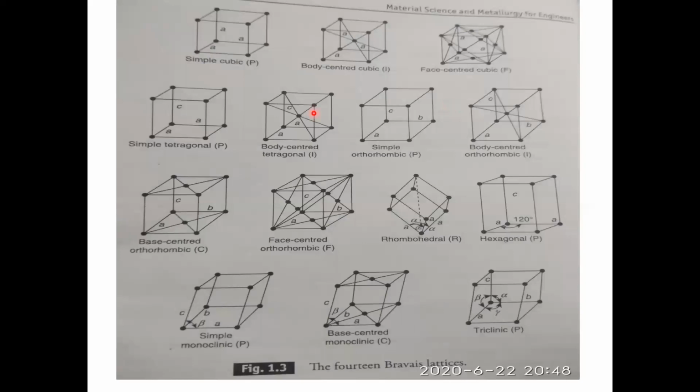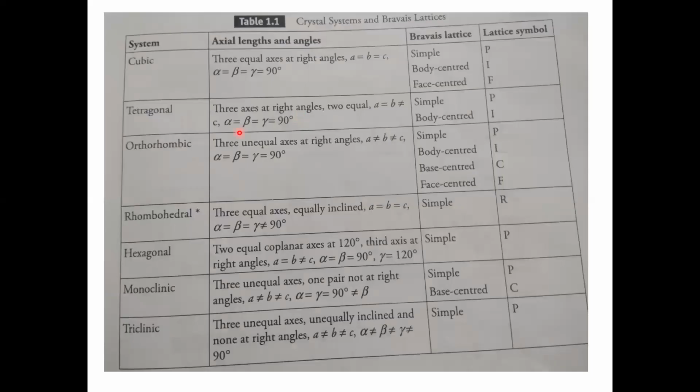So this is simple tetragonal. What is the difference here? This A and this B are equal, that's why it is written as A and A. Both are equal in length, but the height is different, so C is different. A is equal to B, but not equal to C, and alpha, beta, gamma is 90 degrees. Body centered tetragonal has a center atom. These are the two Bravais lattices of the tetragonal crystal system.